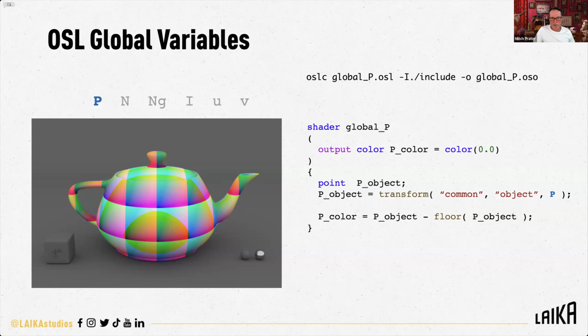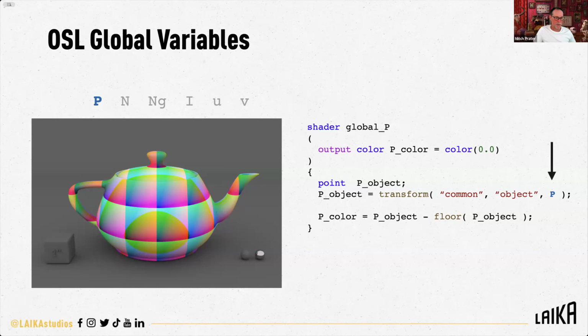In this shader, there's only a single output parameter of type color, which is named P_color. Its default value is 0 0 0. Then next comes the body of the shader code in curly brackets. In this shader, we start by declaring a point variable named P_object. Then we access the global variable P within the OSL transform function. To access an OSL global variable, you simply use it.